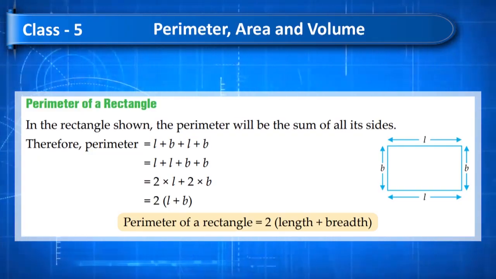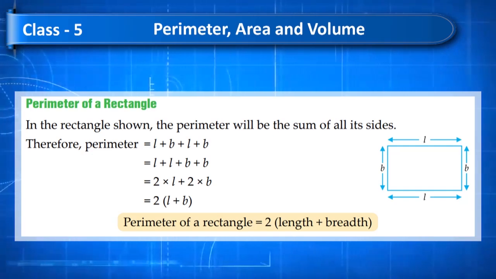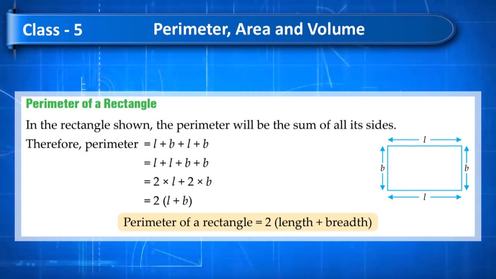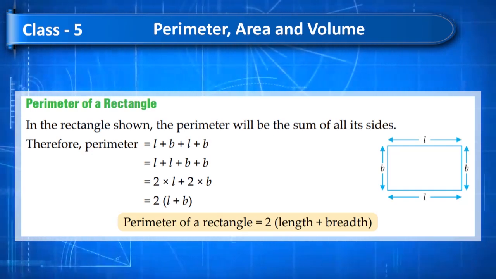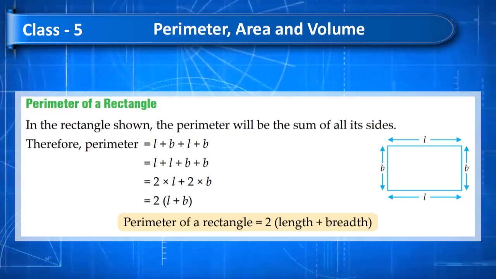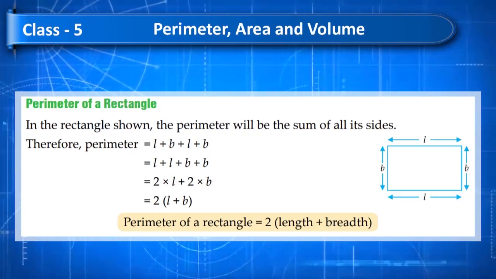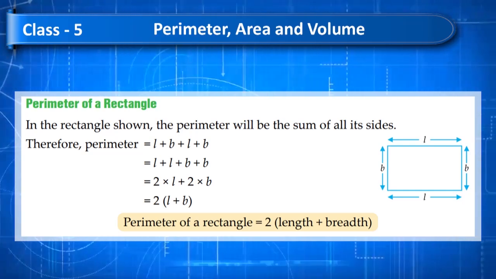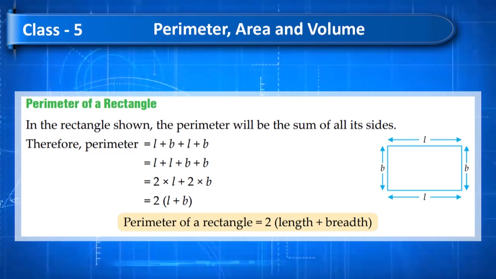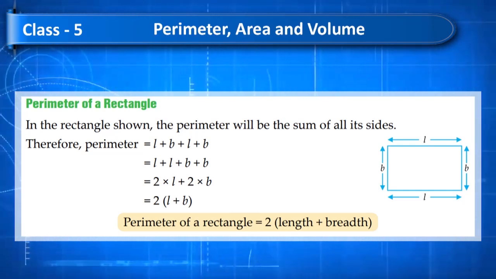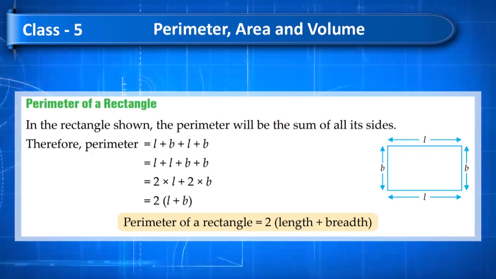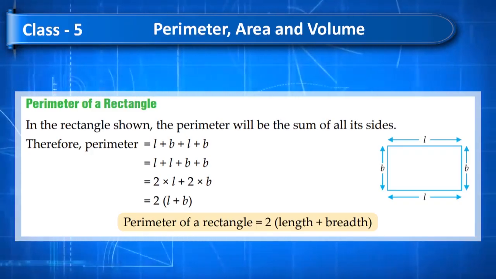Therefore, perimeter equals L plus B plus L plus B, which is equal to L plus L plus B plus B, which is equal to 2 multiplied by L plus 2 multiplied by B, which is equal to 2(L plus B). Perimeter of a rectangle is equal to 2 (length plus breadth).